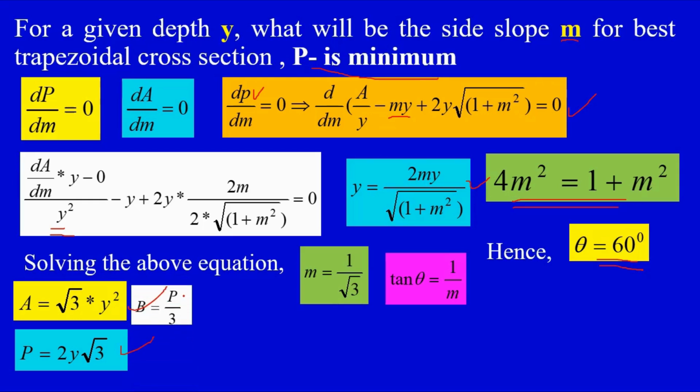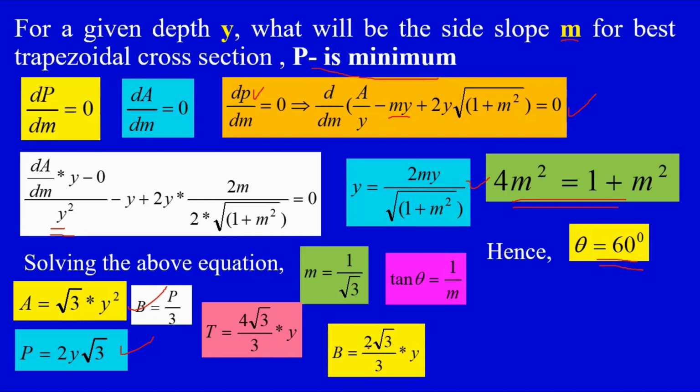Then b is equal to p over 3. Then finally, the top dimension will be 4 root 3 over 3 times y. Then b again is 2 root 3 over 3 times y. So we are just substituting the value of m, which is 1 over root 3, or theta 60 degree. Automatically you can find the area, perimeter of the channel, bottom dimension, top width, and other bottom dimension with respect to y.